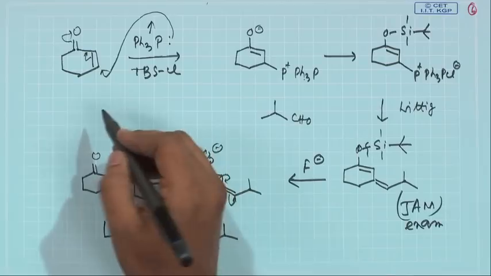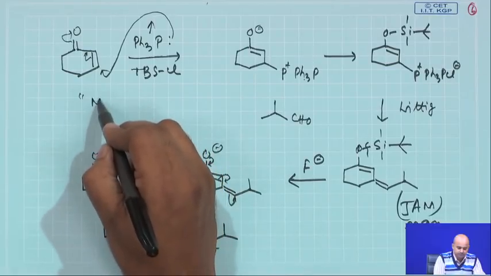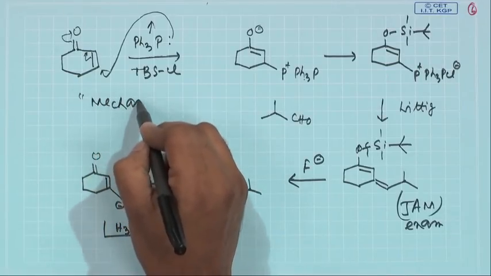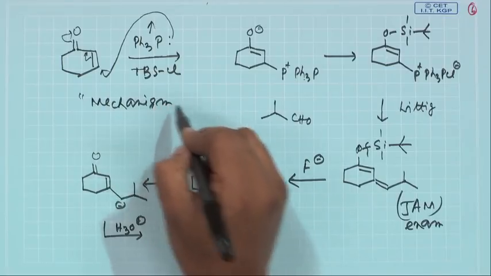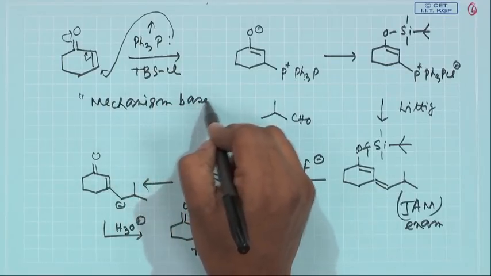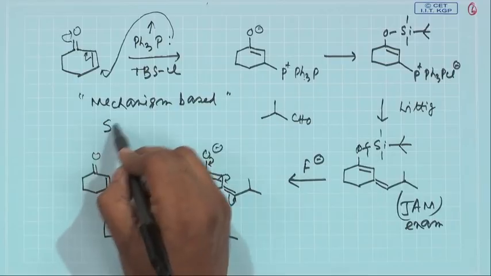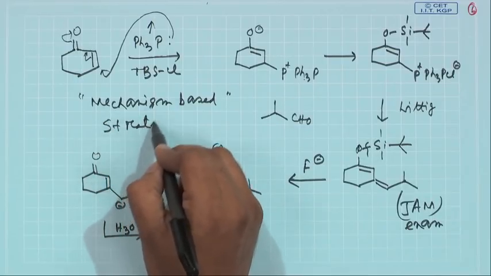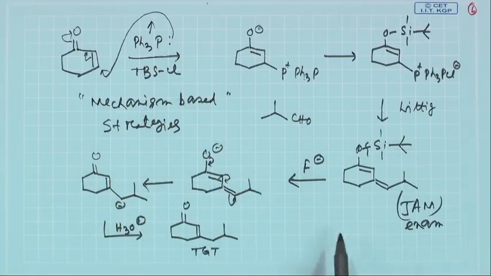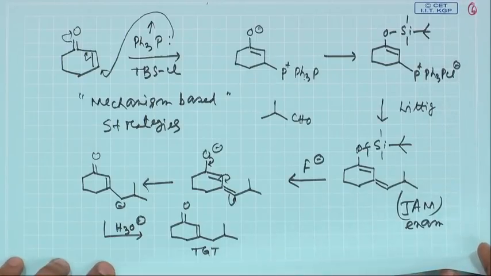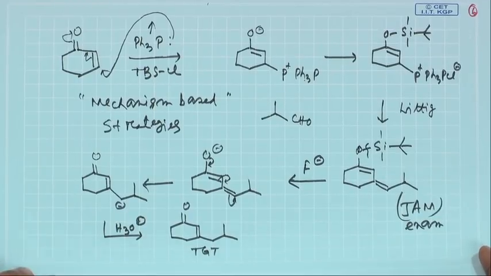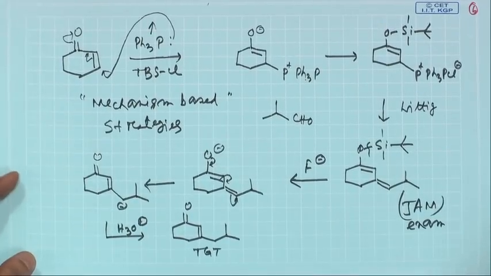The point is, this is a very nice demonstration of a mechanism based strategy. Now, this mechanism is very simple, and it also gives you the idea of how a key transformation works. In this case you are generating a Wittig ylide, or Wittig salt, in the reaction mixture by using triphenyl phosphine as a nucleophile. That basically sets up the entire thing.